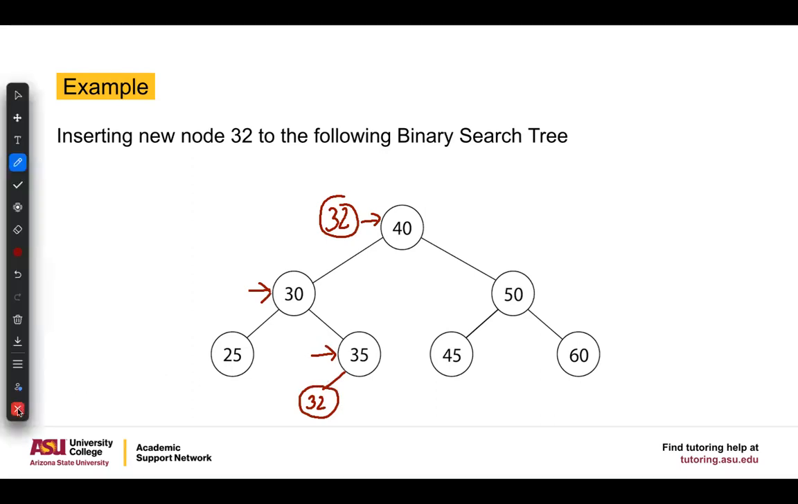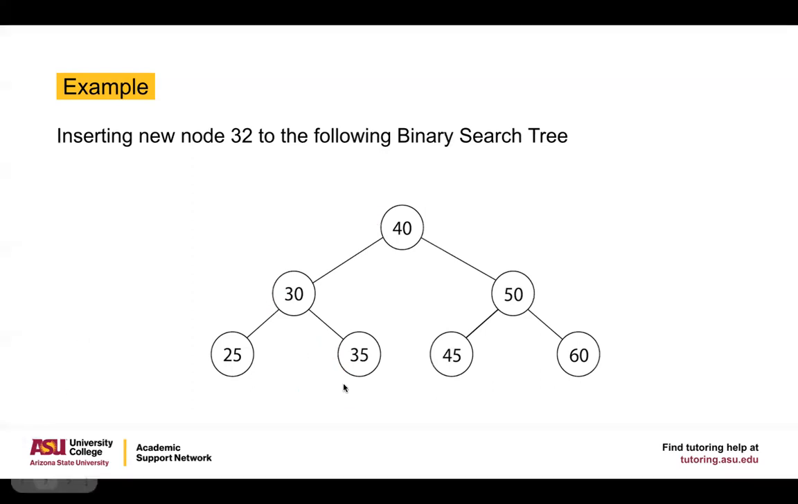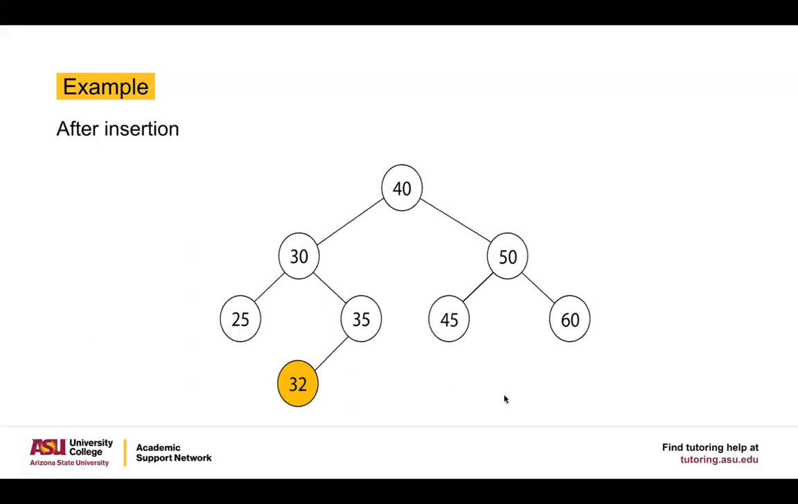So these are the steps you can follow to insert a new node 32 to the following binary search tree. And this is what the binary search tree looks like after insertion.